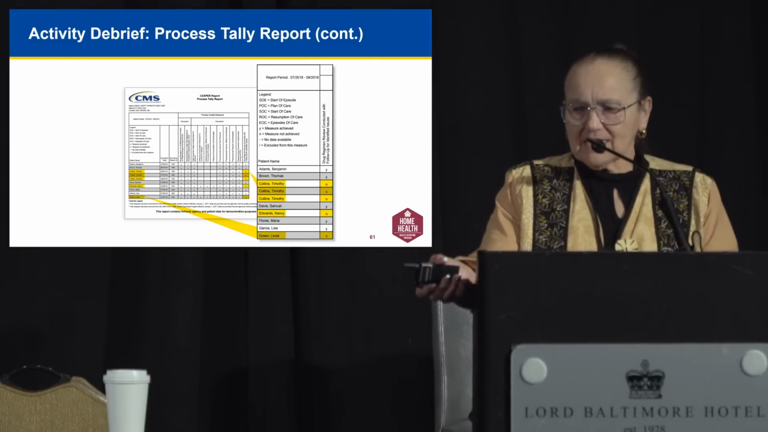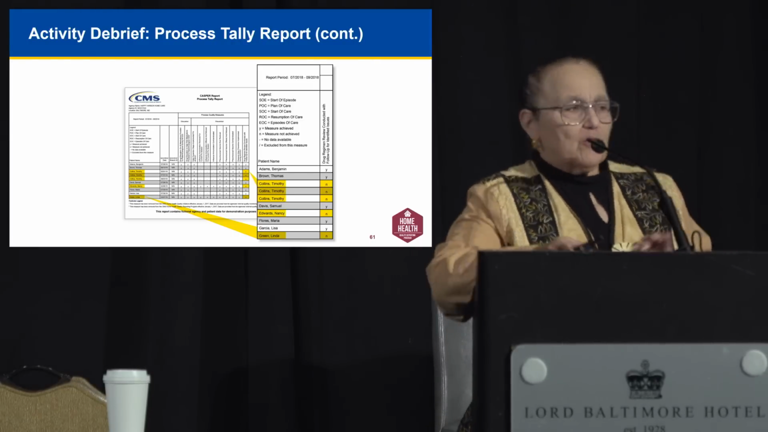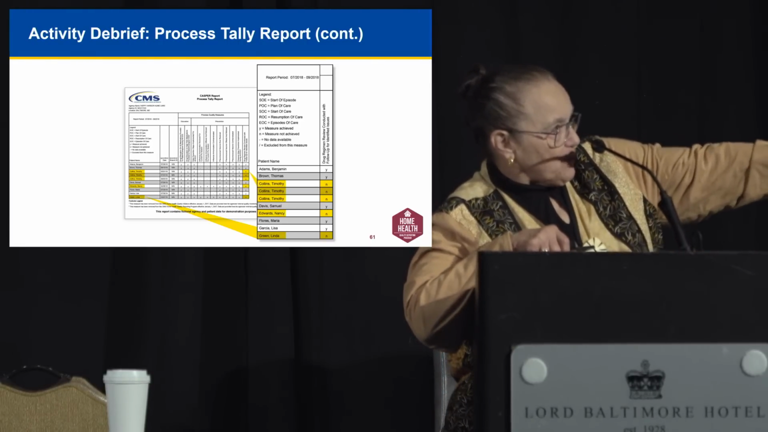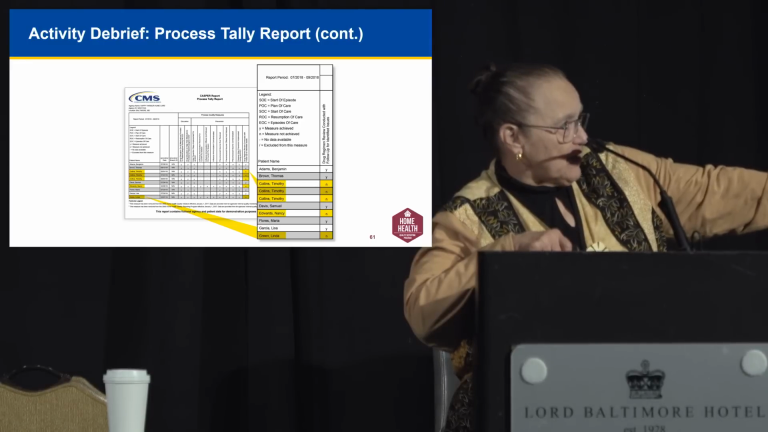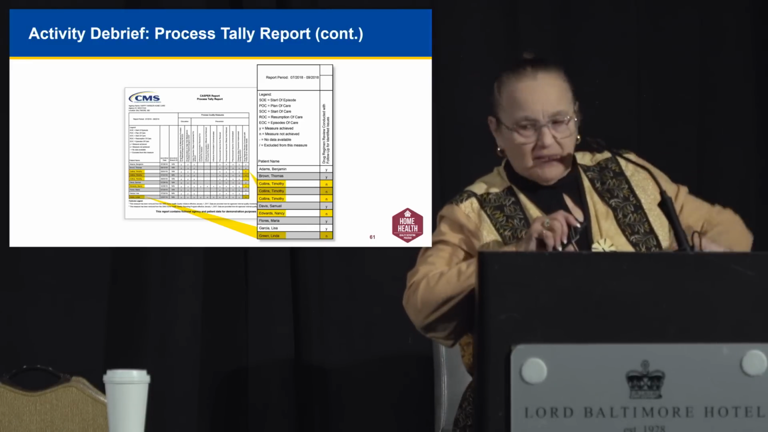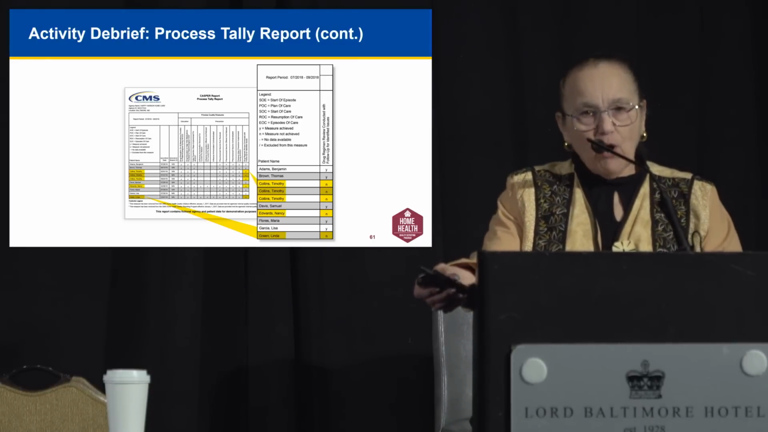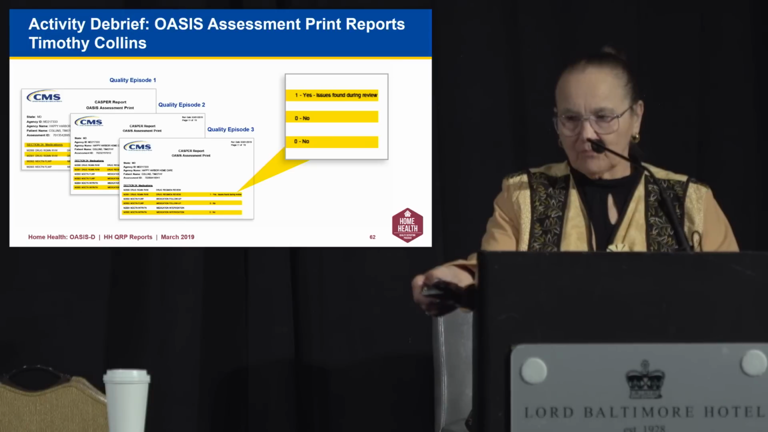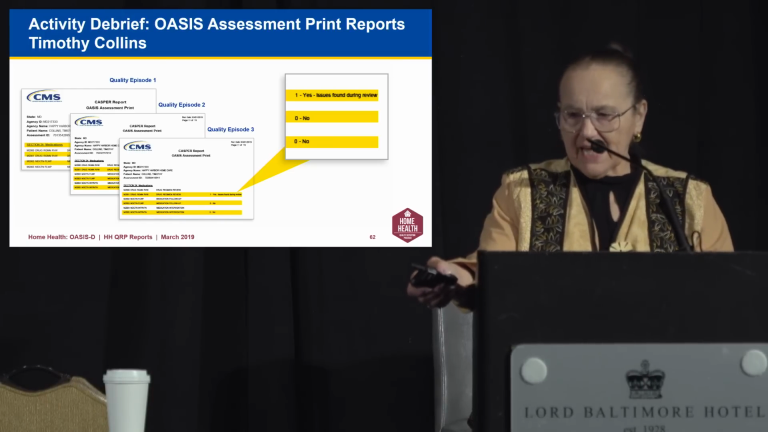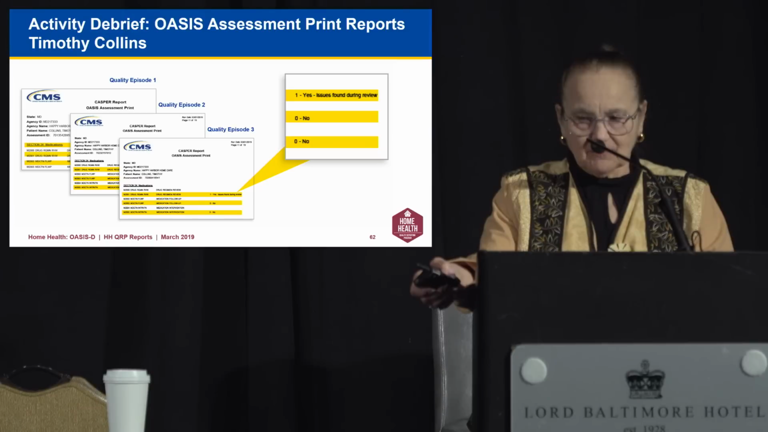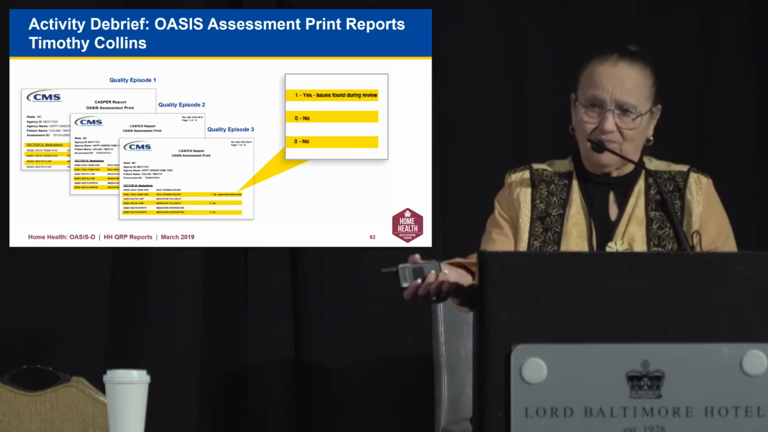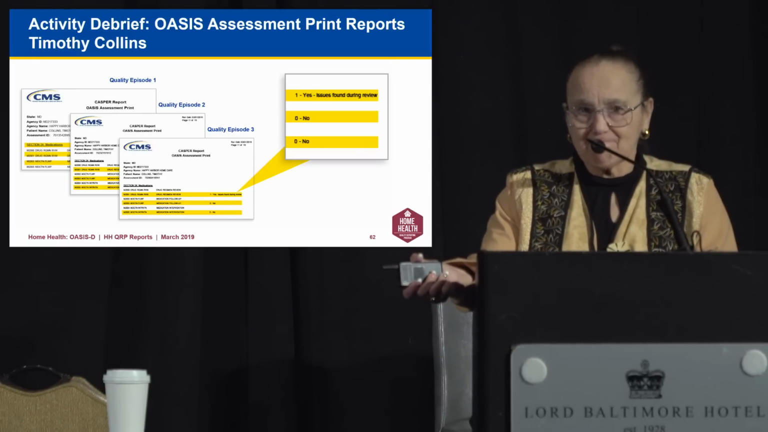Okay, so in the process tally report, here we are able to see the patients, the episodes I referenced. We have poor Mr. Collins in 3 episodes, Nancy Edwards, and the last one there. So we know now what happened at the patient level. So let's take a look at the Oasis assessment print report for Mr. Collins. Does anybody want to take a stab at telling me what it says? What you learned from it?